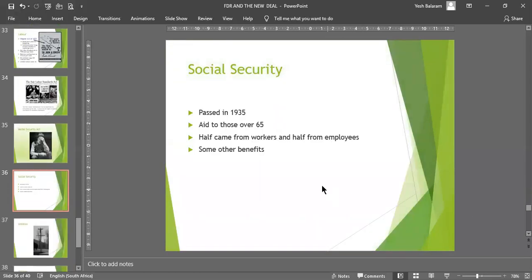In terms of this law, which was passed in 1935, there was assistance provided to all those who were over 65, or what we call pensioners. Half came from workers and half came from employers. And there were some other benefits. So you would be expected to contribute if you're a worker, and once you turn 65, you would receive Social Security.